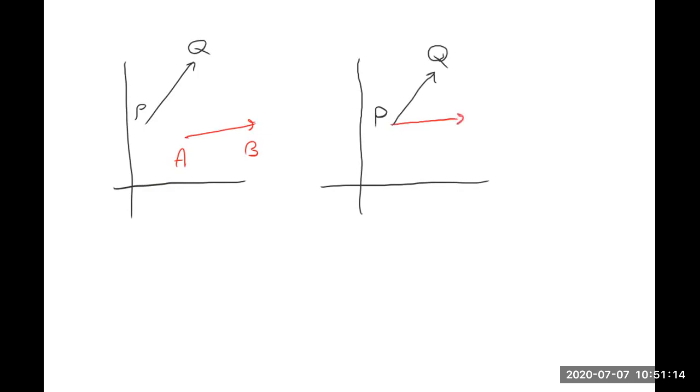I shouldn't write the points A and B anymore. Then draw these parallel lines to get to some intersection point and connect P to that point. That's one way of adding them.